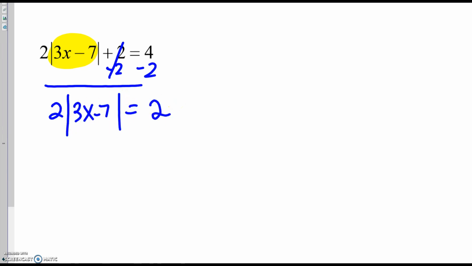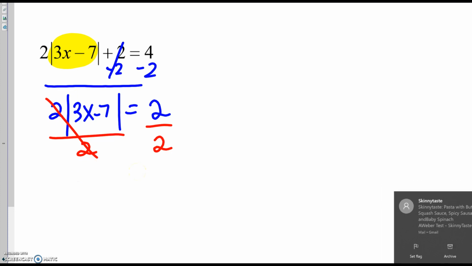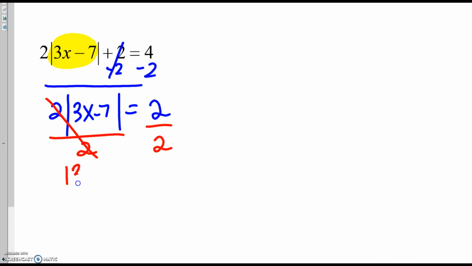Now that I'm at this step, do not distribute the 2. We don't want to do that. We undo this multiplication, 2 times this quantity, with division. So I'm going to divide both sides by 2. Again, I'm not distributing, I'm dividing out the 2. So I have the absolute value of 3x minus 7 is equal to 1.